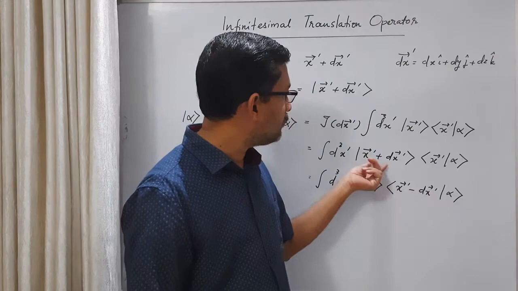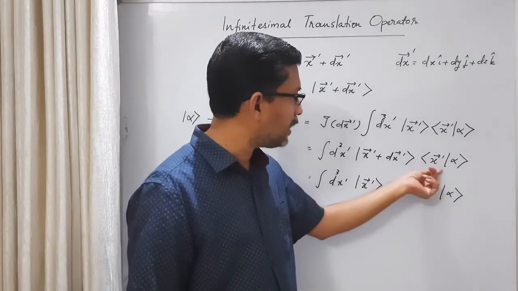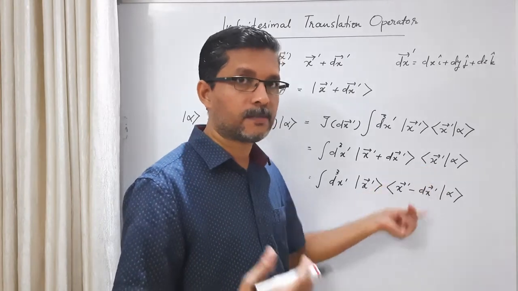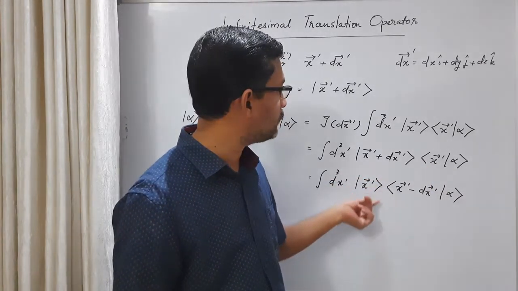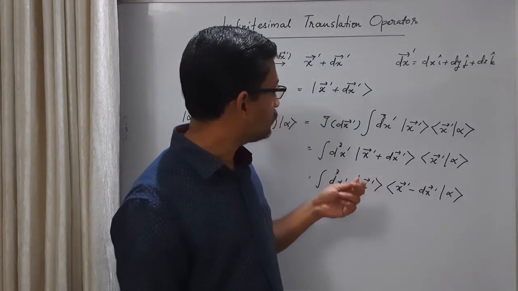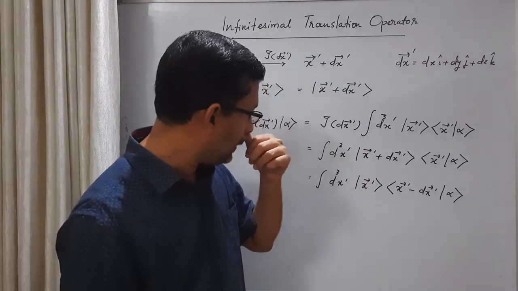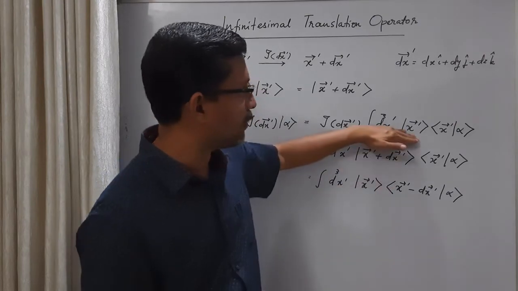So what we have done from here to here is I have changed x prime to x prime minus dx prime. So here also I have changed it. Okay, so rewriting this in this fashion is to compare this with this one.